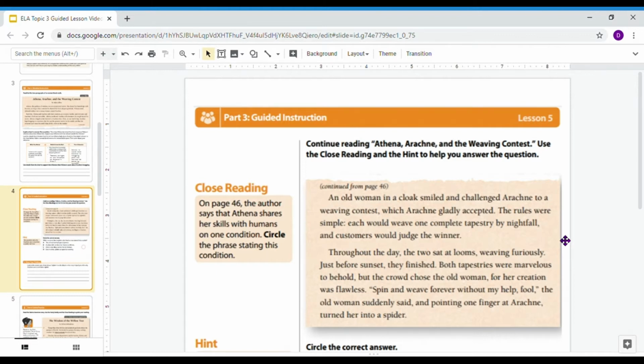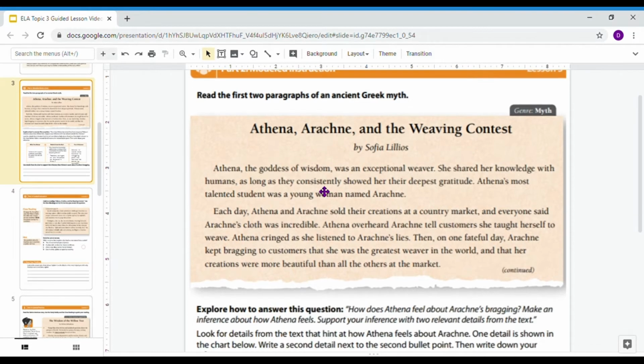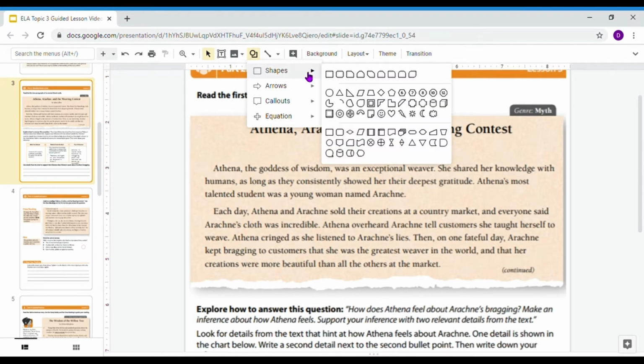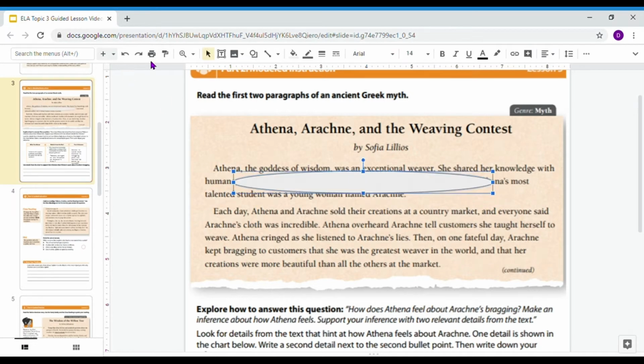And then here's my close reading. On page 46, the author says that Athena shares her skills with humans on one condition. Circle the phrase stating this condition. So I'm going to go back to my page here, and I'm going to circle what is the one condition that Athena will share her knowledge with, and it says as long as they consistently show their deepest gratitude.